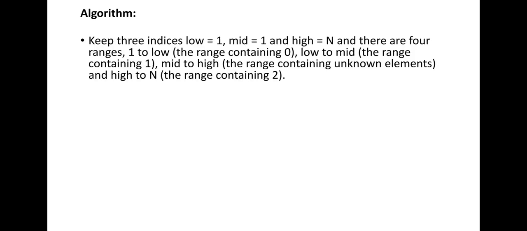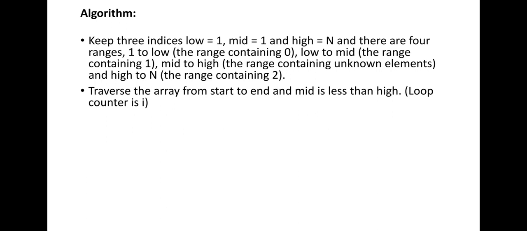So the algorithm which we are going to follow in this is, we would take three indices, that is low is equal to 1, mid is equal to 1 and high is equal to n, and there are four ranges. From 1 to low, the range containing the element 0. The second range, low to mid, the range containing 1. Third one, mid to high, the range containing unknown elements, and high to n, the range containing the element 2.